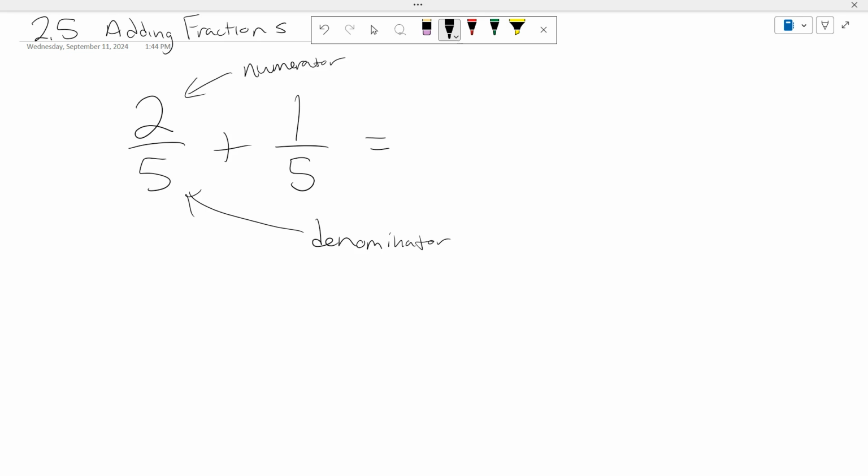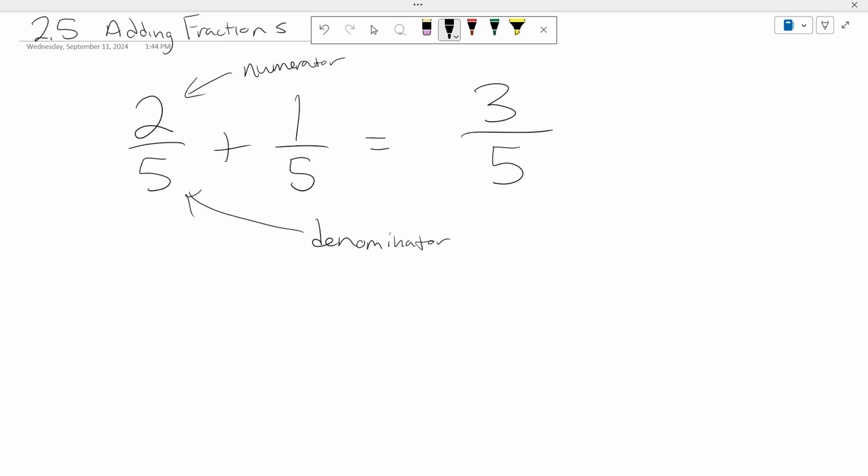2/5 plus 1/5. What's 2 plus 1? 3. And then do not add the bottoms. Do not add the denominators. We leave them the way they are, and it's 3/5. Okay, 3/5.